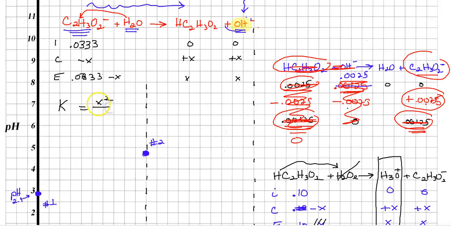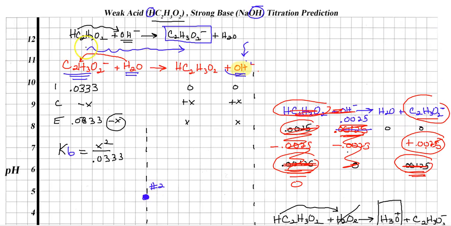squared over, we're going to approximate away this x. This number is very big compared to that x, so 0.0333. Now you say, okay, K, but it's not the Ka, it's the Kb. This is a base. This is the opposite reaction, right? Don't get lost in the sauce here. We drove this reaction forward, and now we have this conjugate base sitting in water. Well, it's going to do the opposite reaction. So we have to find the Kb.